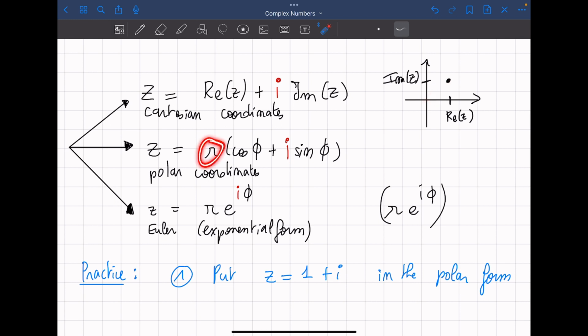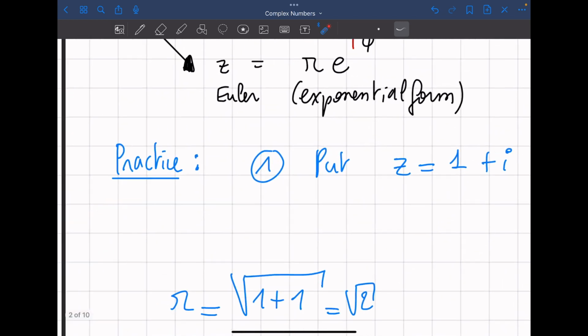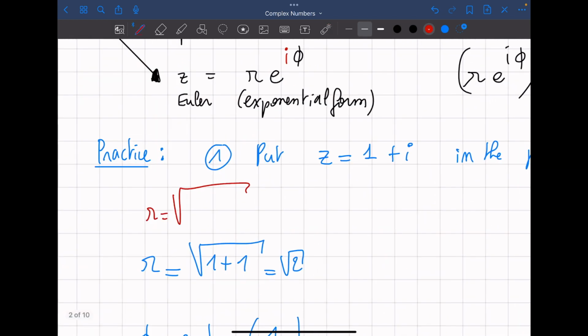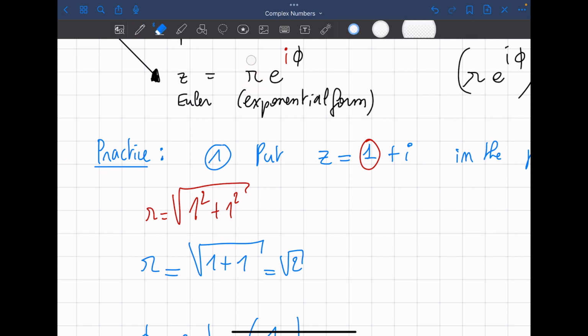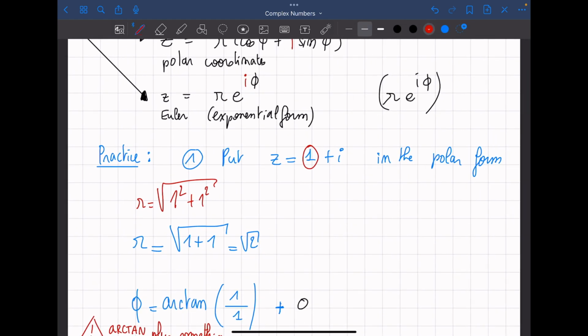First we need to know r, and then we need to know the angle. R is easy because it's the square root of the real part squared, so here we have the real part, which is 1 squared, plus the imaginary part, which is also 1 squared, so 1 plus 1, the root of it, root of 2. And we already have r. So now we are looking at our angle. For that, the easy part is the arctangent of the imaginary part divided by the real part, so it's 1 divided by 1, plus something.